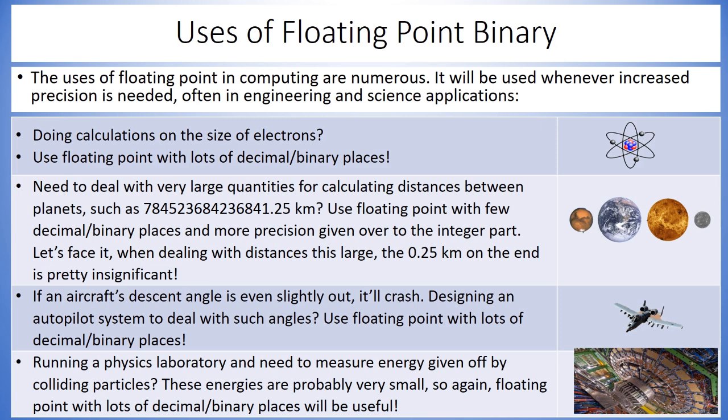You'll also use it in, say, an aircraft's descent angle: if it's slightly out, it's going to crash. So you would need an autopilot system to deal with such angles. Floating point, here we come. Floating point to the rescue. Let's say you want to run a physics laboratory and need to measure energy given off by colliding particles. These energies are very small, and so again, floating point to the rescue, because it's going to be useful.